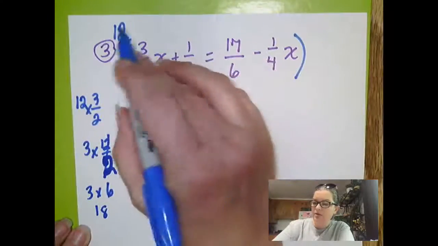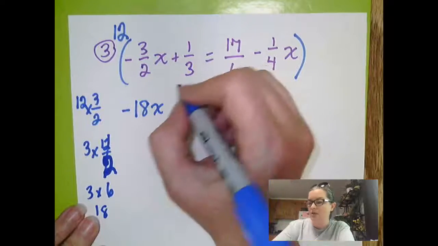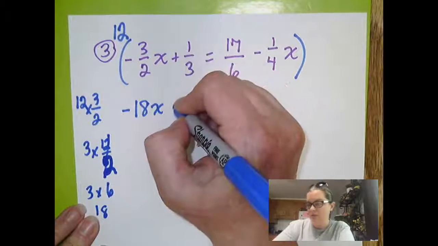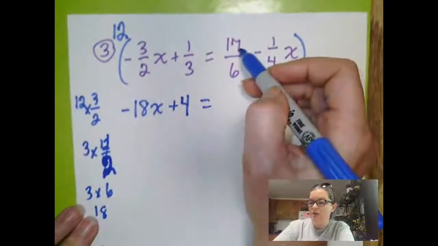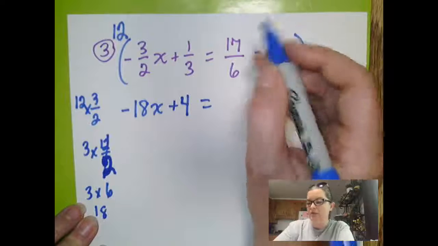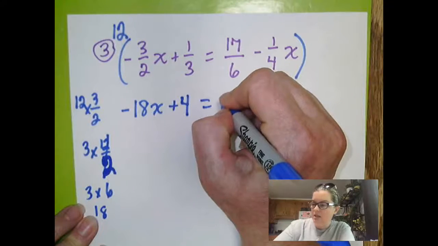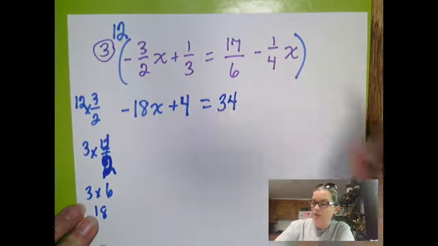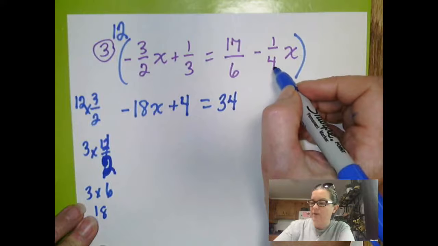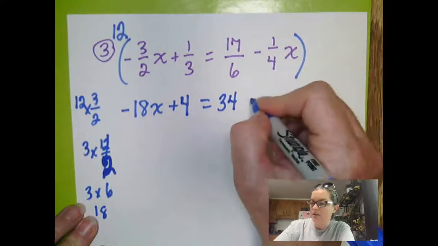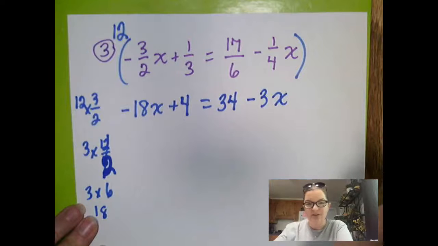12 times 1/3. 12, switching with the 1, 12 divided by 3 is 4. And 4 times 1 is 4. Switching the 12 with the 17. 12 divided by 6 is 2. 2 times 17 is 34. Last one, switching the 12 and the 1. 12 divided by 4 is 3, and that's a negative. Look at that beautiful integer equation.